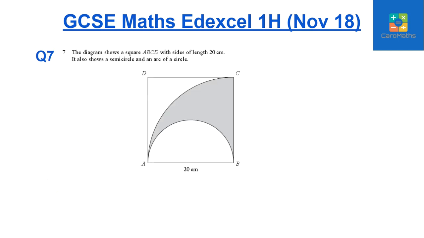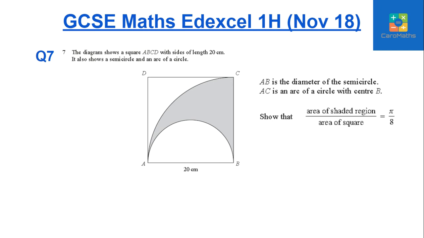Question 7. The diagram shows a square ABCD with sides of length 20 centimeters. It also shows a semicircle and an arc of a circle. AB is the diameter of the semicircle. AC is an arc of a circle with center B. Show that the area of the shaded region over the area of the square equals pi over 8.